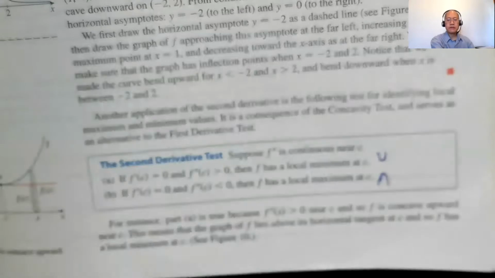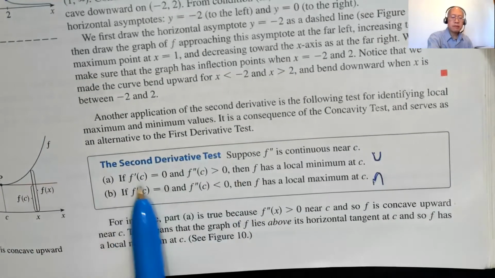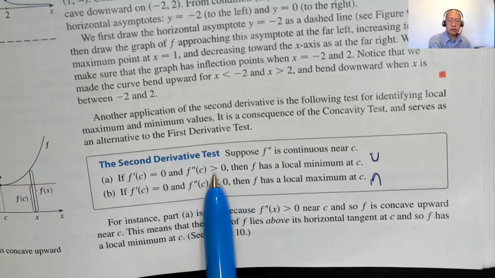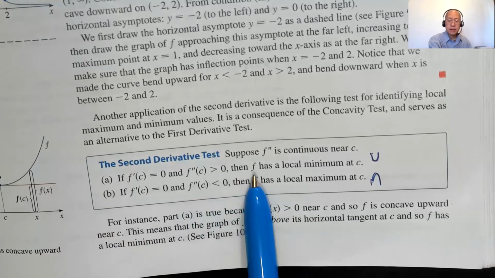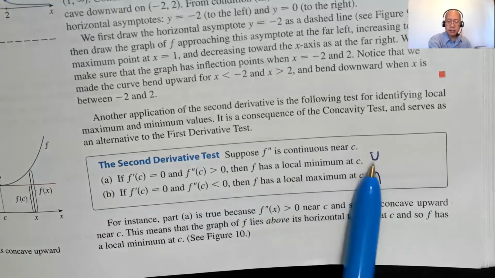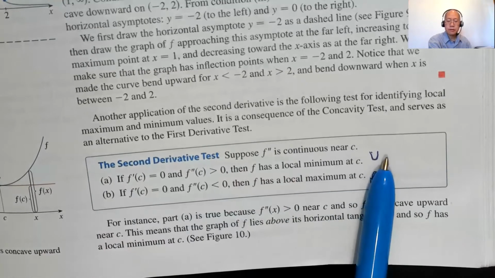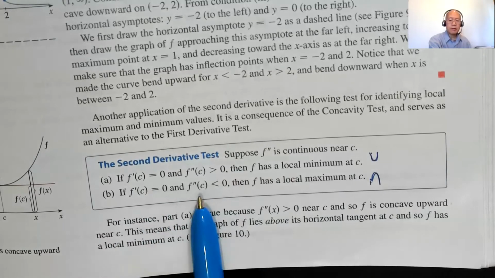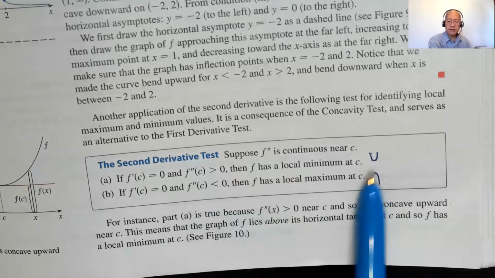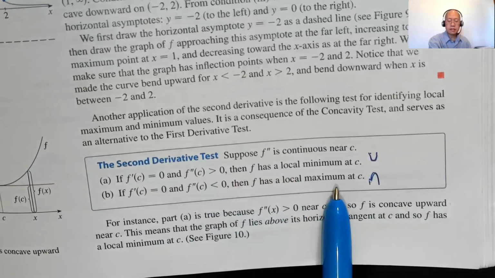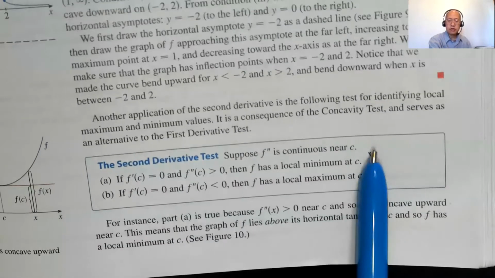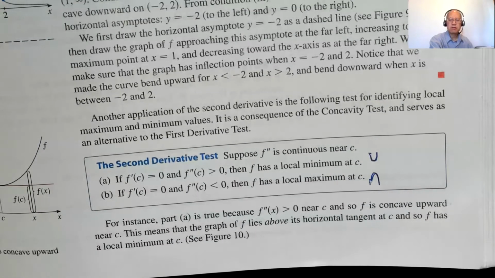So second derivative test for max and min, if f prime of c equals 0, critical point, and f double prime of c is greater than 0, concave up, then f has a local minimum at c. The picture is going to be something like this. If f prime equals 0, slope is 0, and f double prime less than 0, concave down, then f has a local maximum at c. You can put this on your cheat sheet also. So you can put this if you want, and U shape, upside down U shape. Okay. All right.